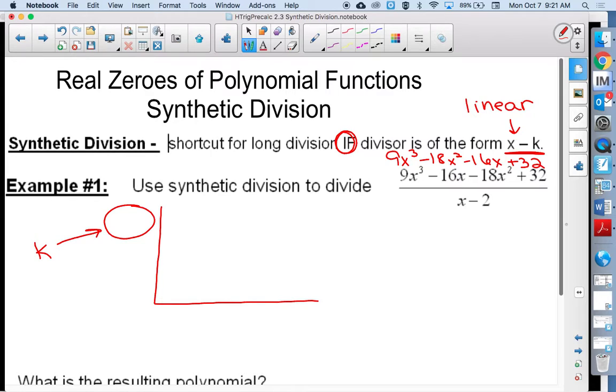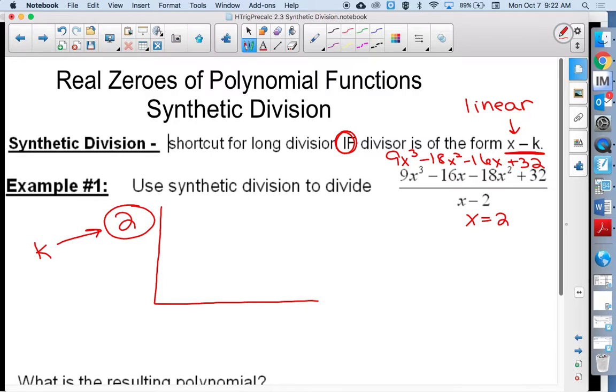So if I'm dividing by x minus 2, that's my factor, but what's the actual number that you're dividing by, Dylan? A 2. So here, x minus 2, my k value is really 2. Because the factor could be written as an intercept or a point or a 0, however you want to think about it. So we're dividing by x minus 2, but the 2 goes outside.